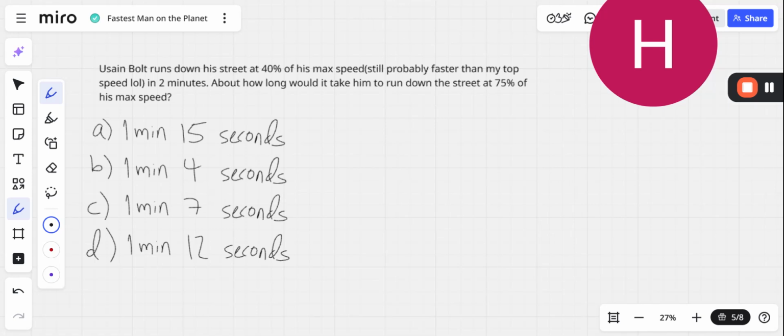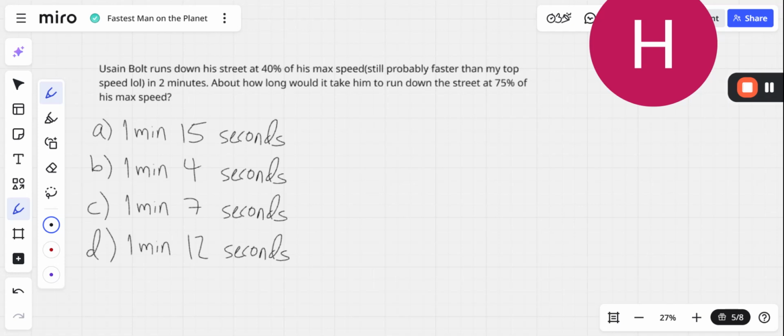And I'm going to give you about a minute and change, maybe a minute and 15 seconds, a minute and 4 seconds, a minute and 7 seconds, or a minute and 12 seconds approximately. Basically, what I'm challenging you to do is to complete this problem faster than it would take Usain Bolt to run down his street at 75% of his max speed. So you're basically racing Usain Bolt in this problem.